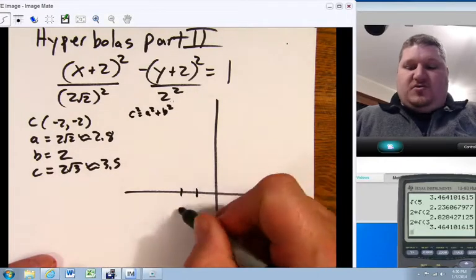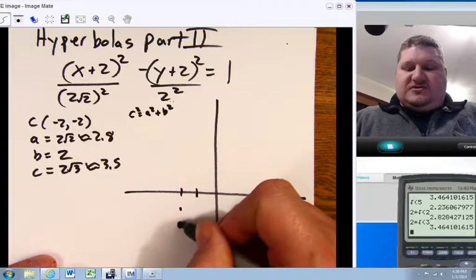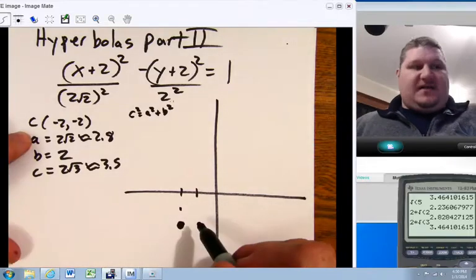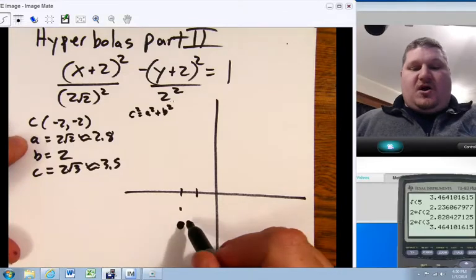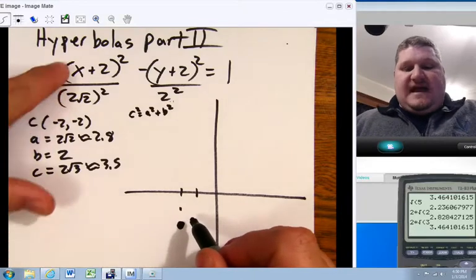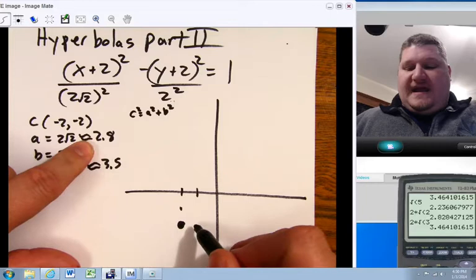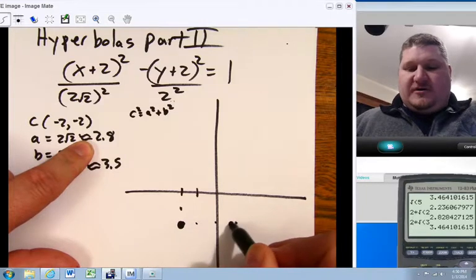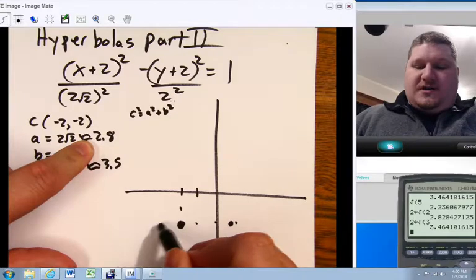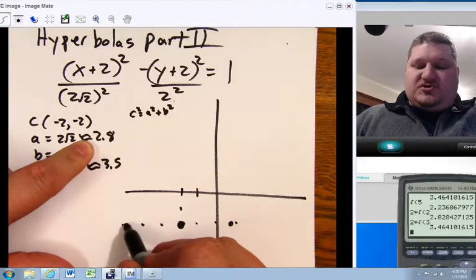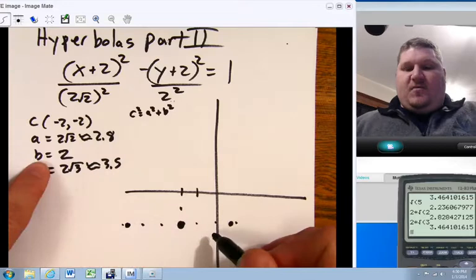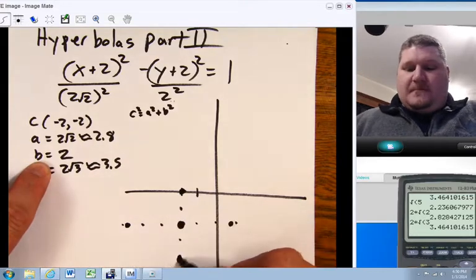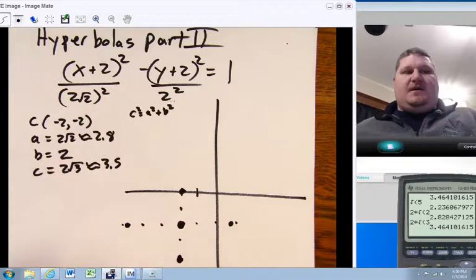1, 2, 1, 2. There's your center. From your center, just like an ellipse, exactly like an ellipse, since this is under x, we're going to go 2.8 in each direction. 1, 2, almost to 3. In the y direction, we're going to go 1, 2, 1, 2. And we're going to pause.